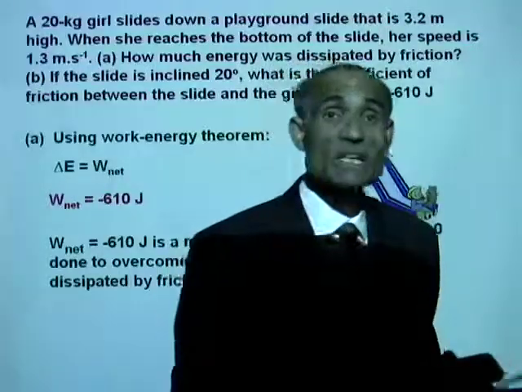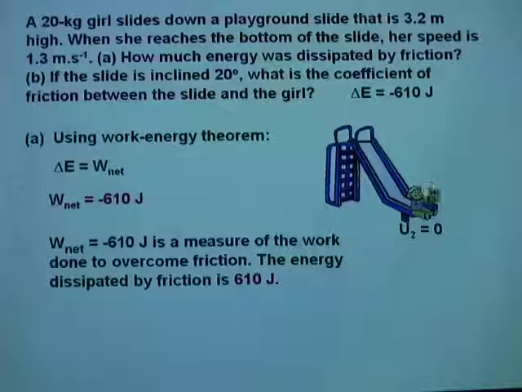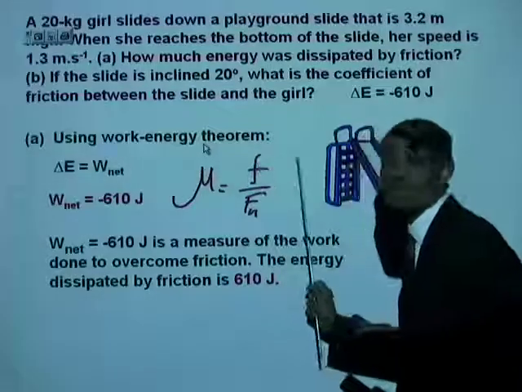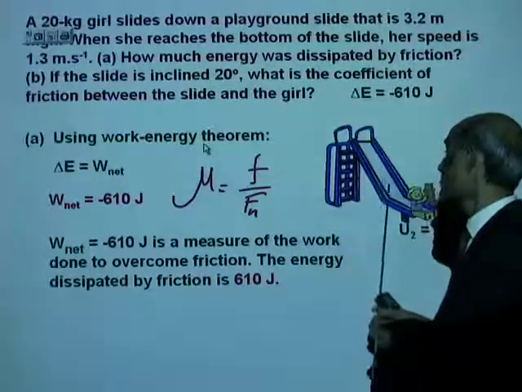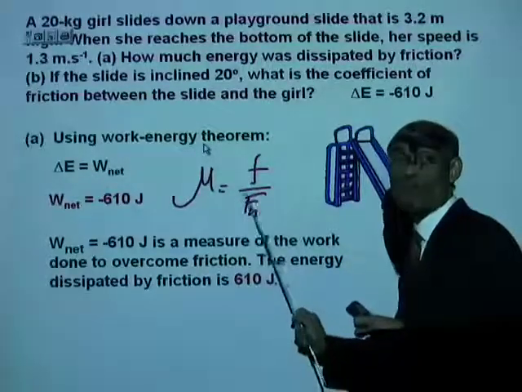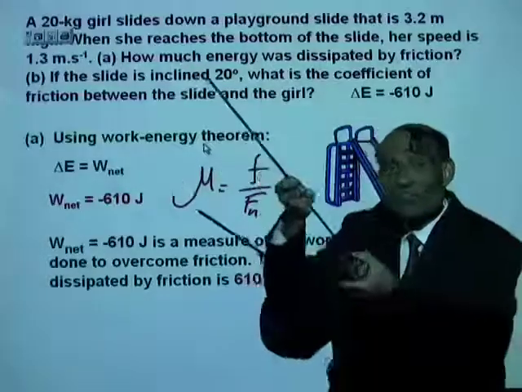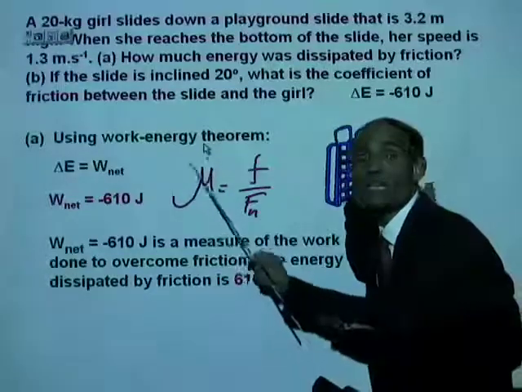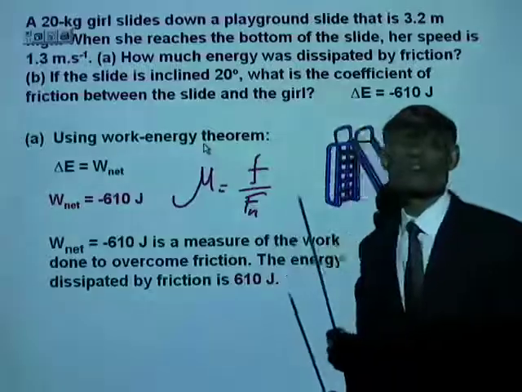If you remember, the coefficient of friction mu is equal to the frictional force divided by the normal force. That means we want to know the frictional force between the girl's bottom and the slide, and the normal force. In other words, what is the force pressing the girl onto the slide? That is the normal force. Those are the two values you need to obtain the coefficient of friction.